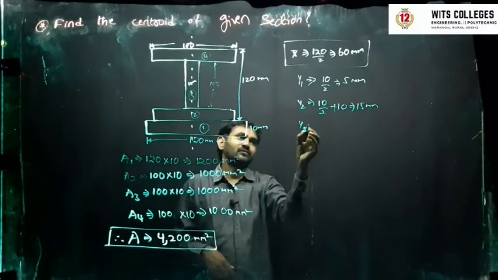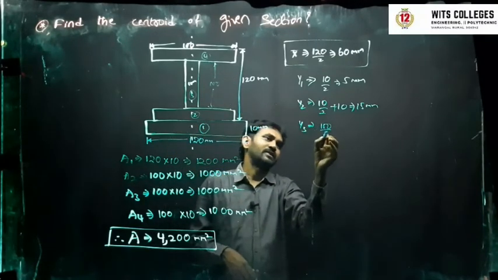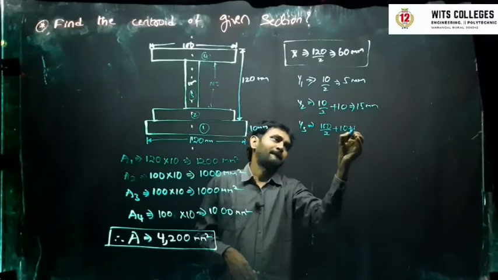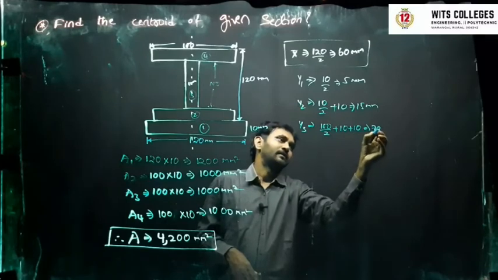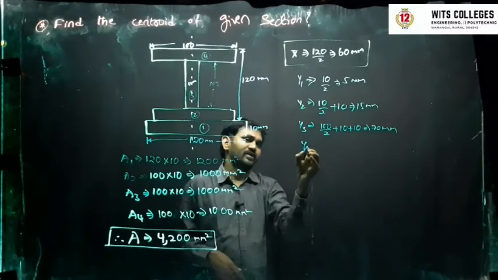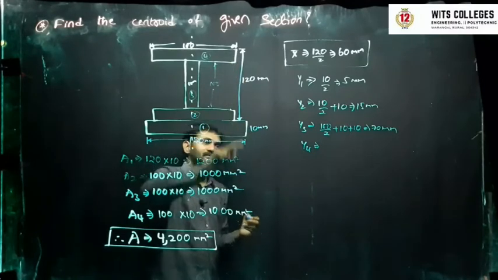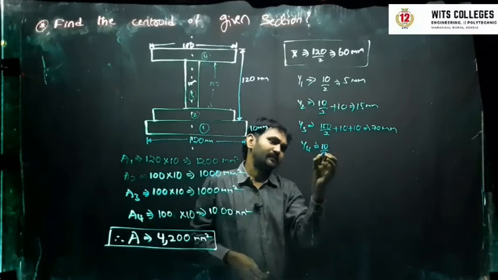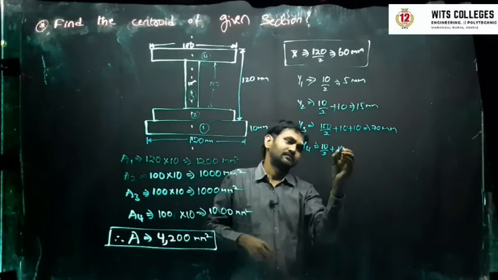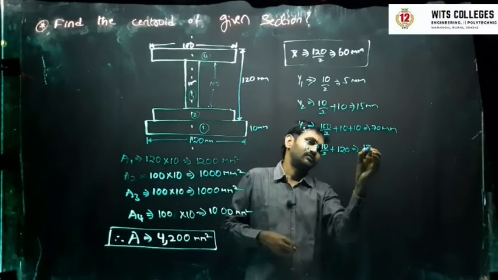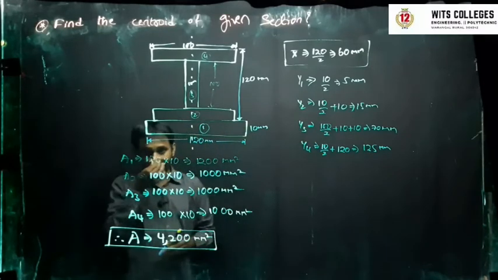And what about y3? y3 equals 100 by 2 plus 10 plus 10. So 100 by 2 is 50, 60, 70 mm. And y4 is equal to 10 by 2 plus 100 plus 10 plus 10. So 10 by 2 plus 100, 110, 120, so this is equal to 125 mm. So now I got y1, y2, y3 and y4 values.